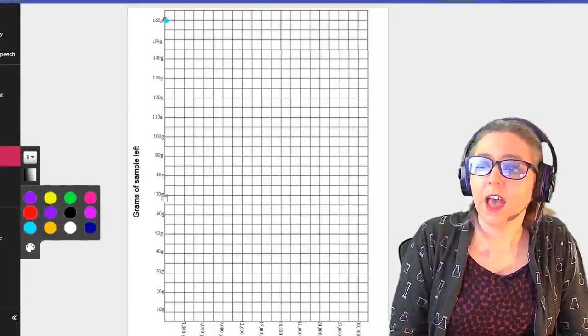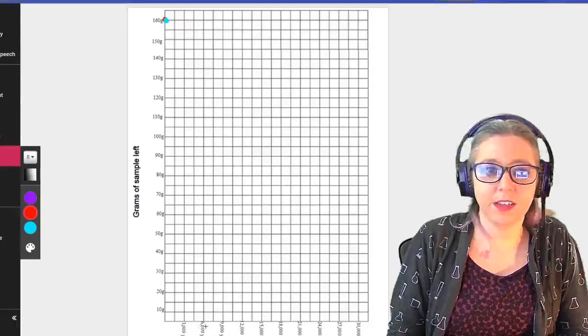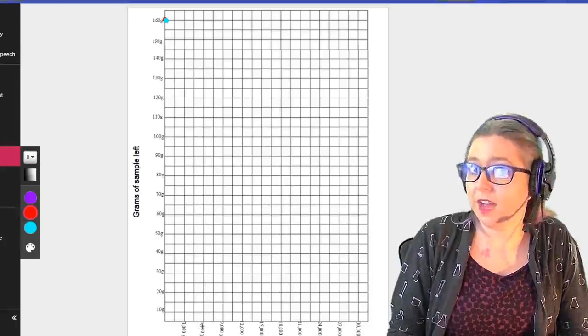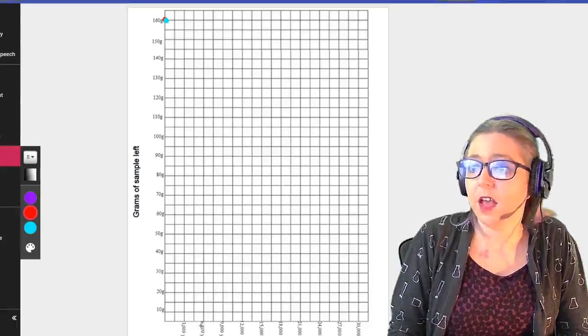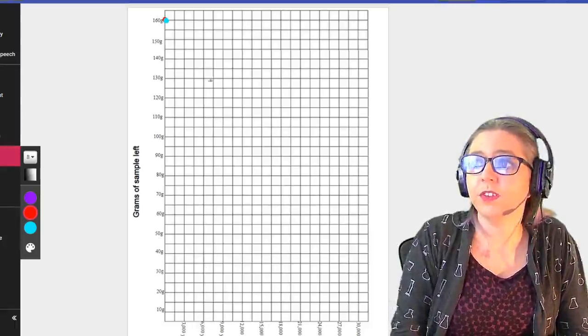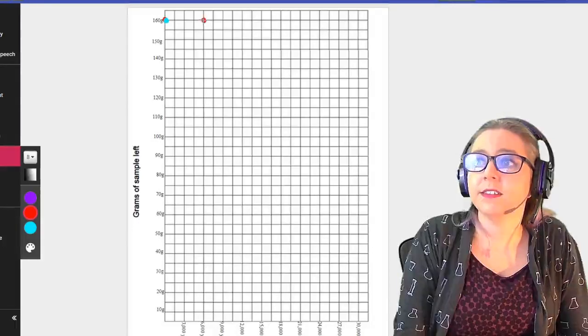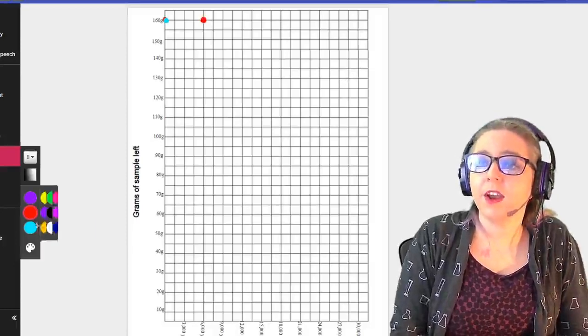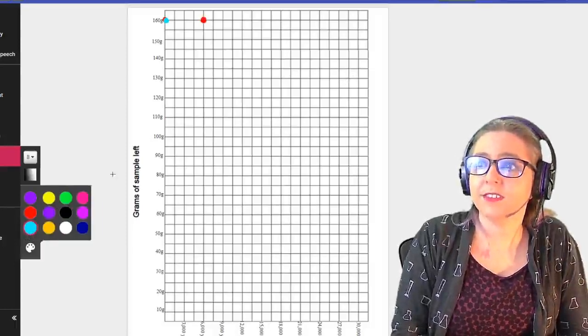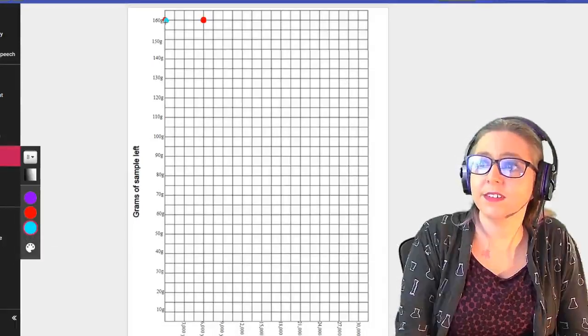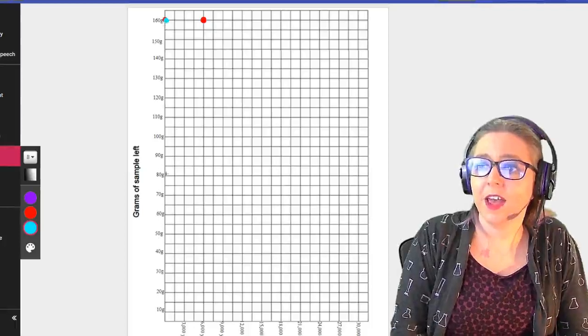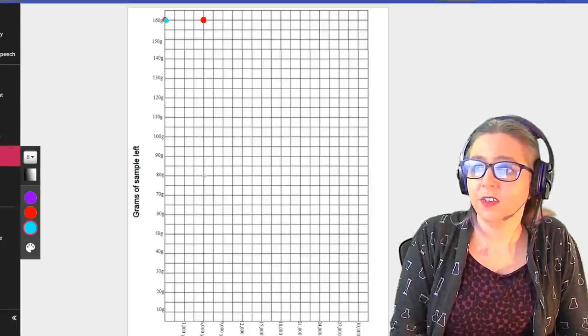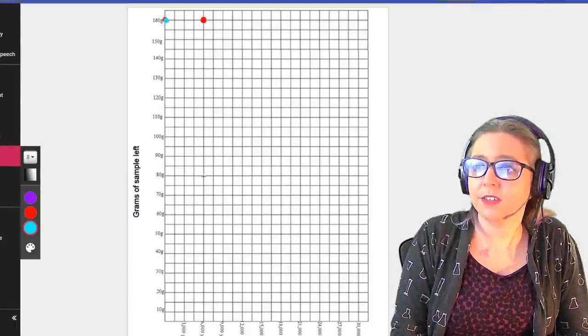Now, after 6,000 years takes place, that's 1 half-life for carbon-14, my carbon-12 is still 160. And my carbon-14, its half-life is 6,000 years, so I'm here at 160. I'm going to half it down to 80. So 80 grams in 6,000 years is right here.